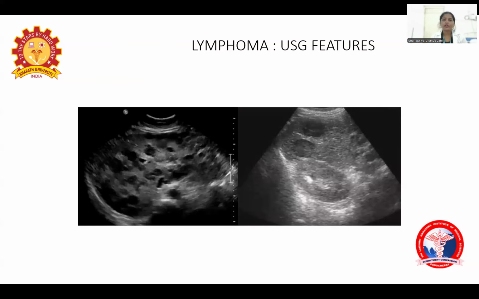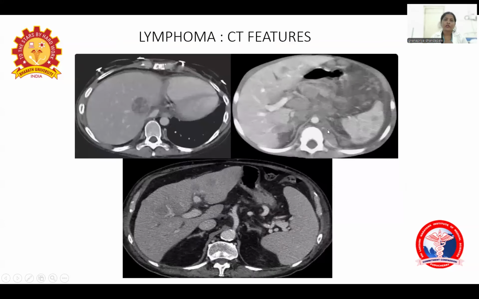Lymphoma appearance again varies. It can present as multiple hypoechoic nodules in the liver. CT features also show hypodense, hypoenhancing lesions with multiple hypoenhancing lymph nodes.